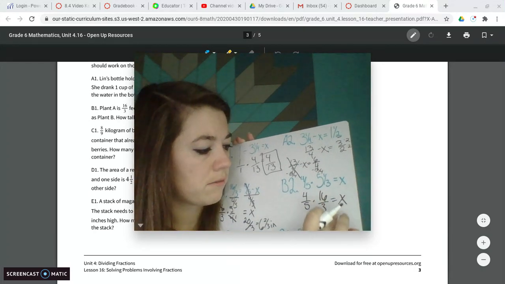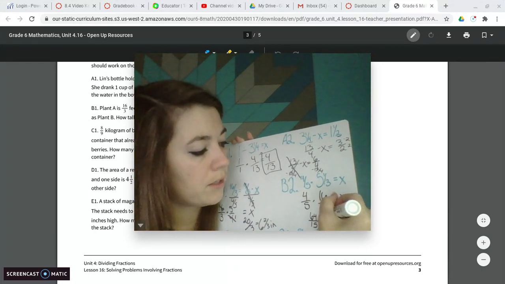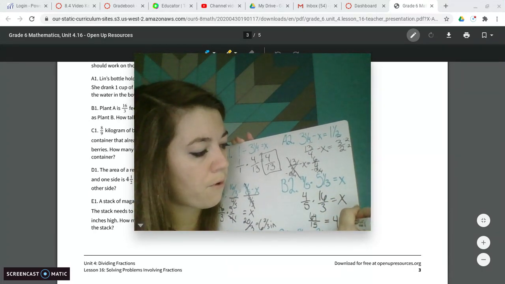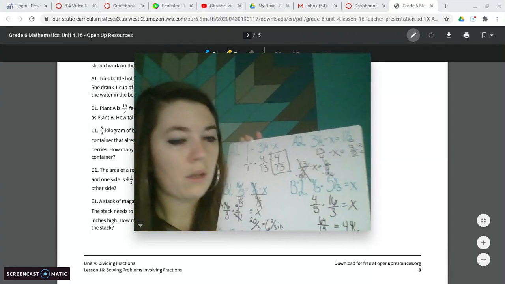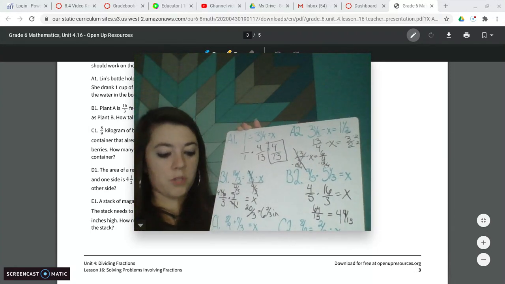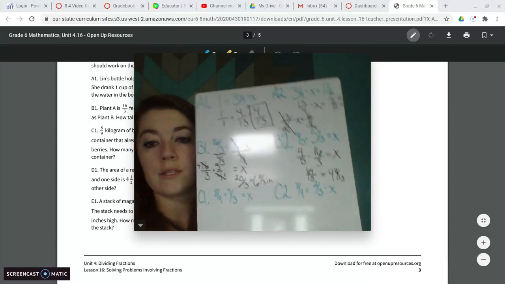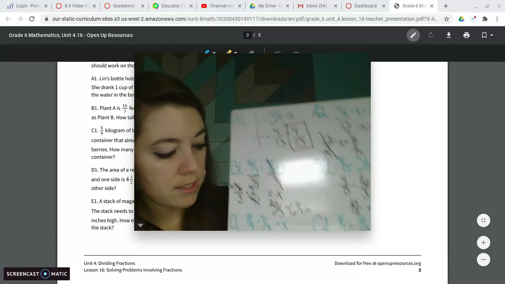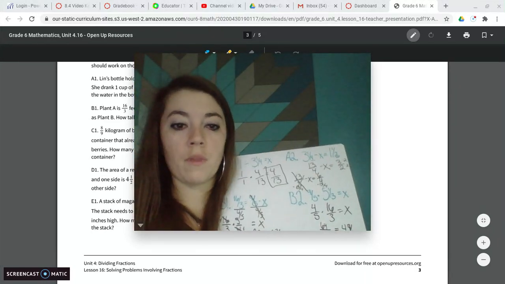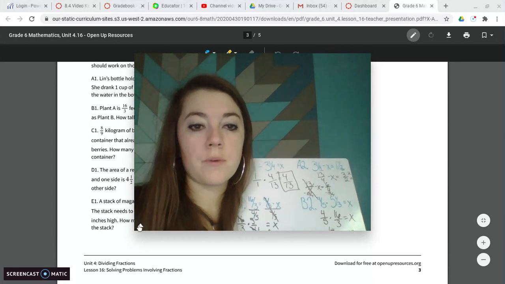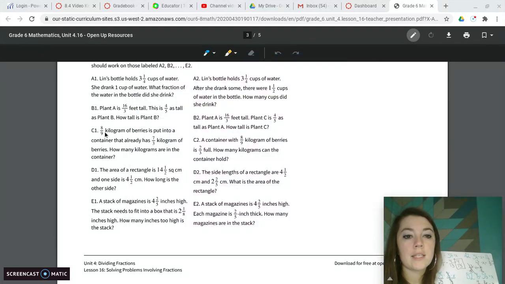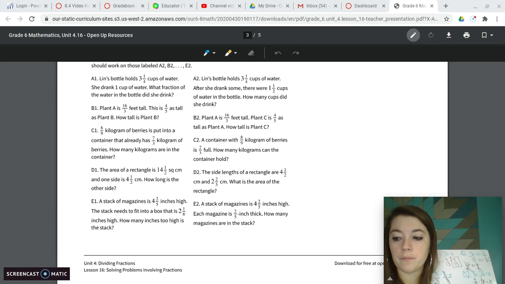Or sorry, not 6. 4 and 4 fifteenths. So that is how tall plant C is, 4 and 4 fifteenths inches. All right, the next one, C1. 8/9 kilogram of berries is put into a container that already has 7/3 kilogram of berries. How many kilograms are in this container?